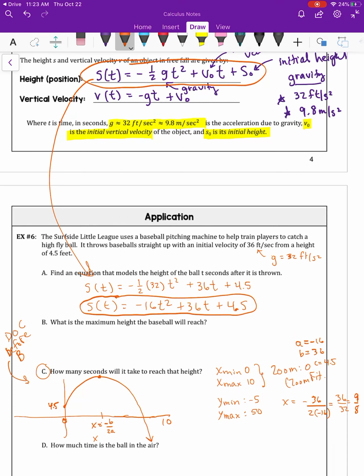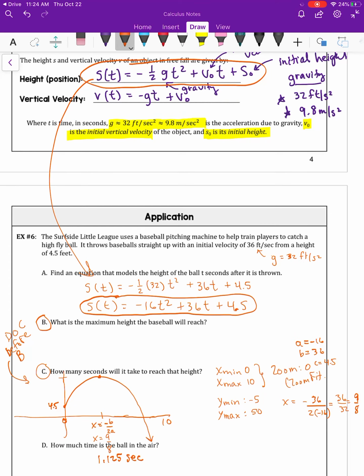Okay, so at x equals 9/8, what is my y value is what you should be thinking also, because we're trying to solve b and c at the same time. How many seconds will it take to reach that height? It's going to be 9/8 seconds, and when you put 9/8 in, you get 1.125. So 1.125 seconds it's going to take to reach the maximum height.